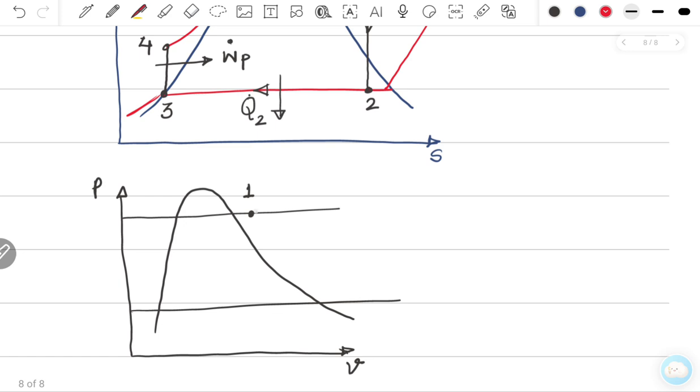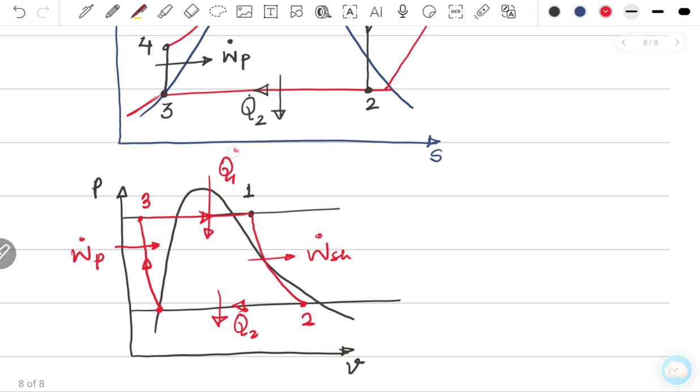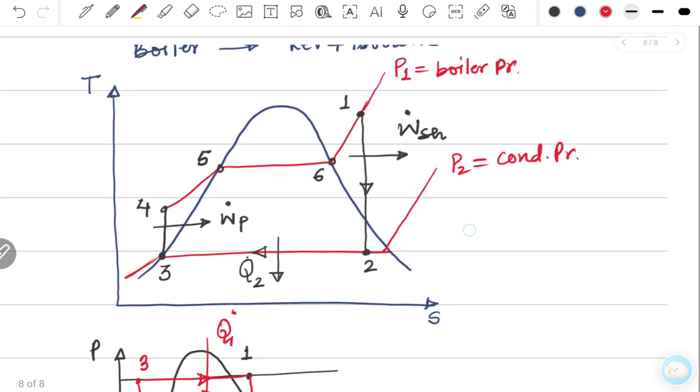Let me take the red pen. So here the reversible adiabatic expansion takes place. This is 2. Then this is basically shaft work production. Then the heat loss in the condenser. This is Q2 dot. Then this is pump work, and then finally the heat transfer in the boiler. So this is Q1 dot. So in totality from 4 to 1, the amount of heat transfer is Q1 dot.